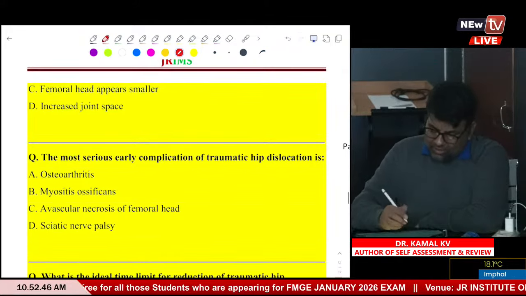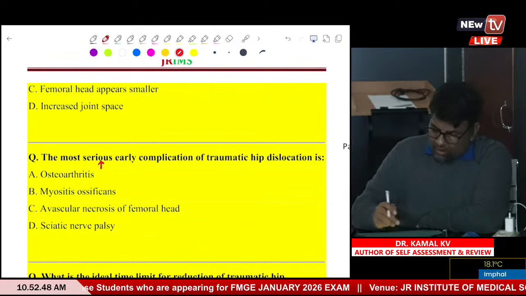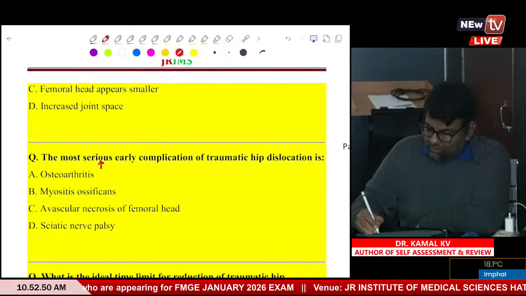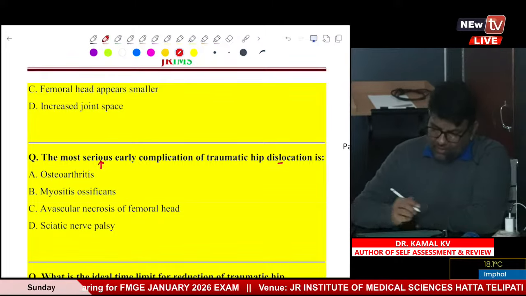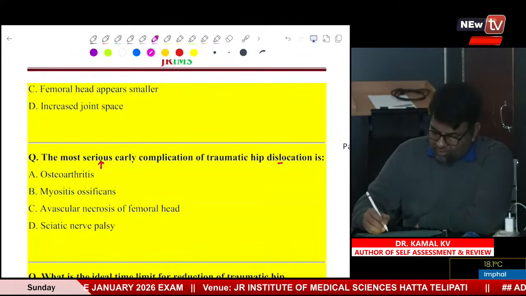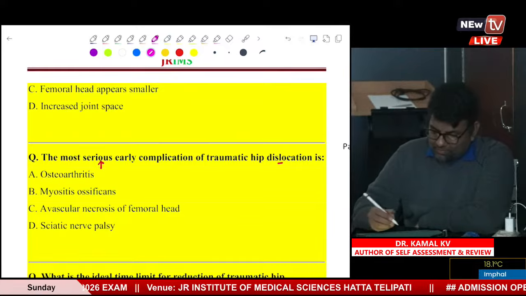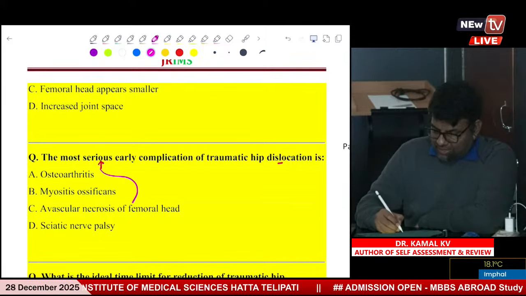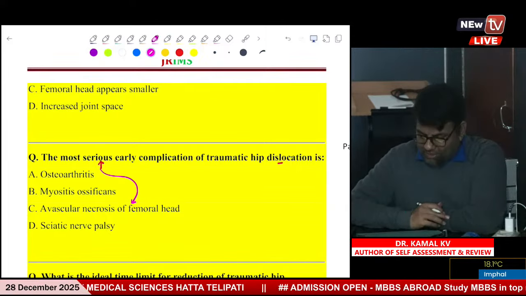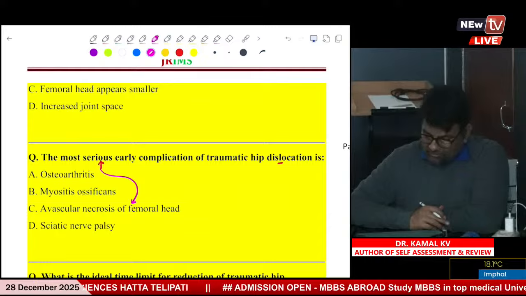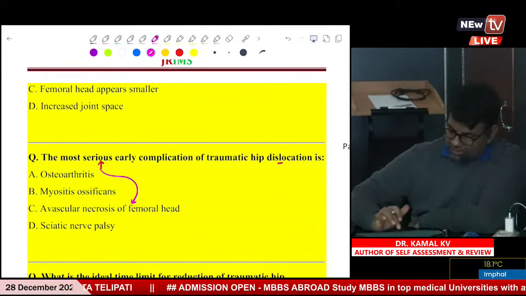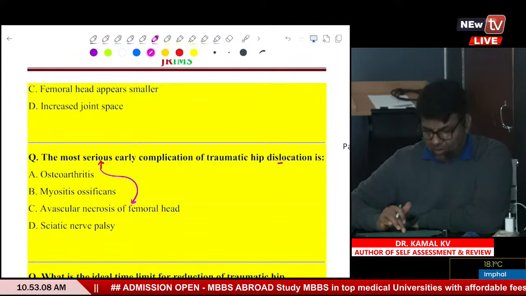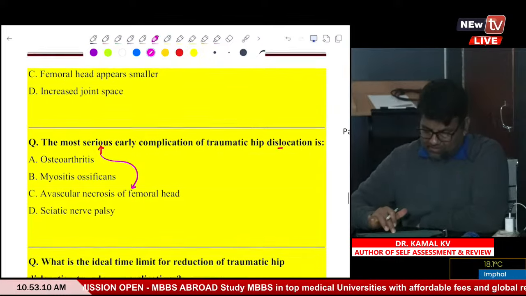The most serious early complication of hip dislocation. What do you think? The word is serious, and serious is always vascular insufficiency. Okay, so this is serious. Sciatic nerve palsy can also occur, but that is not serious.